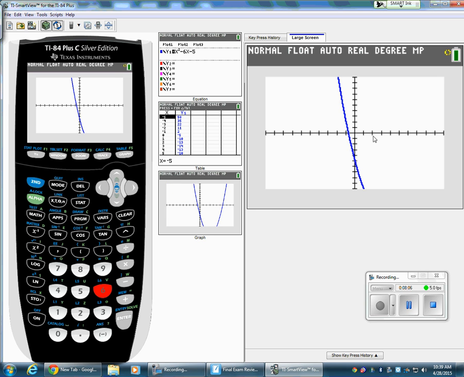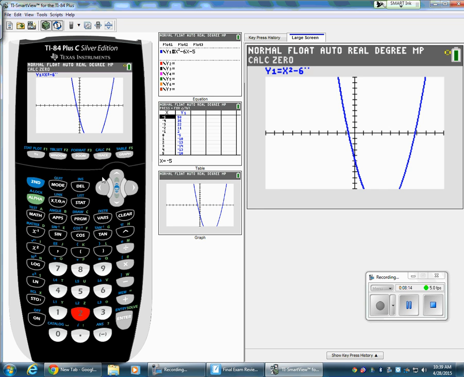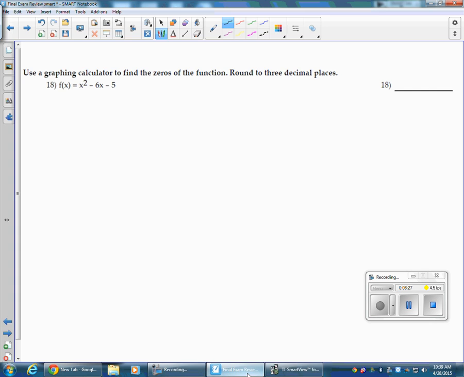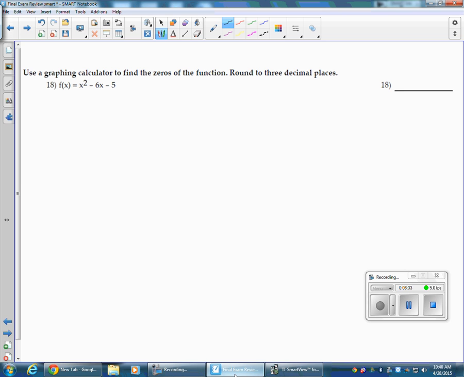I need these two zeros. I need to find out where it crosses here and over here. So second trace, I want a 0. I'm going to get a left bound, enter, and a right bound, enter, and then my answer is negative. Where do they want me to round it to? 3 decimal places. Negative 0.742 would be one answer.